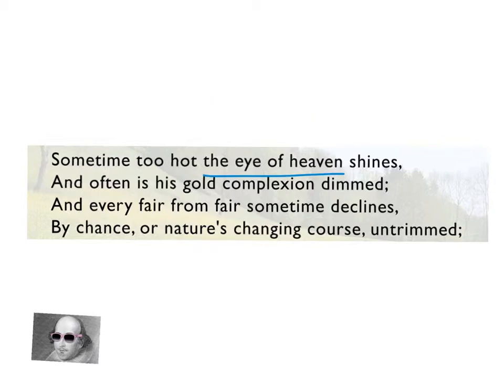So if they're talking about the sun, and they're using the pronoun his, that means that they must be using personification. So let's just mark that down on the side. The next 2 lines are saying that everything beautiful will eventually stop being that way, whether that's by chance or just nature's course. And we just see some repetition of the word fair within the line.